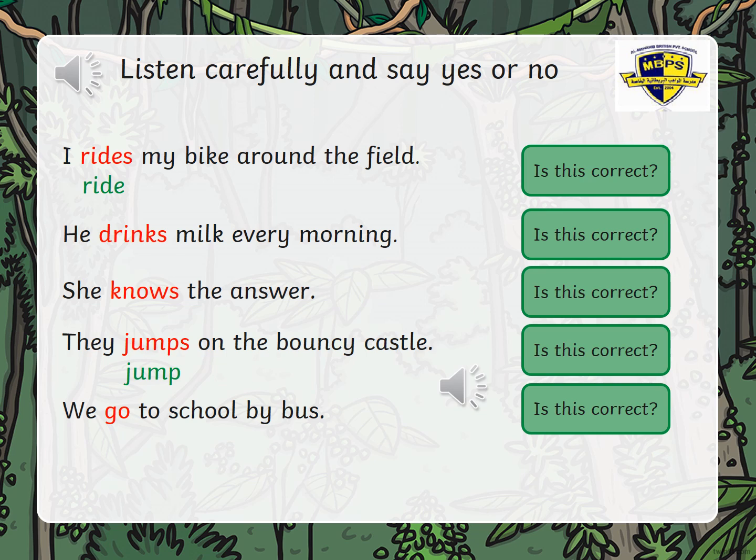The last one now. We go to school by bus. Is this correct? Yes or no? The verb doesn't have S. I, we, you, they don't like the verb with S. Is this correct? Yes or no? Yes, it's correct. Clap your hands for KG2. Very good.